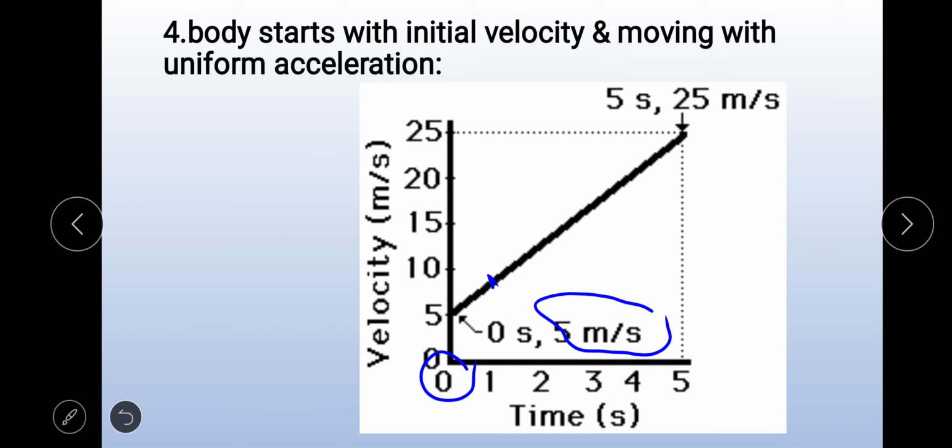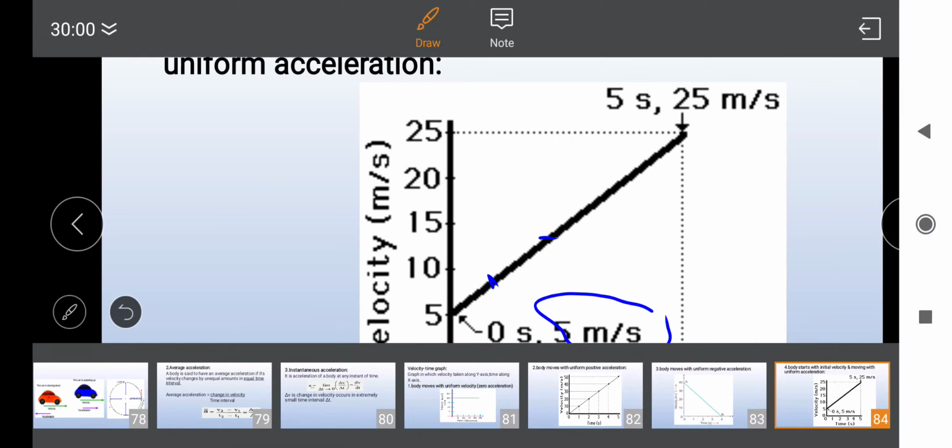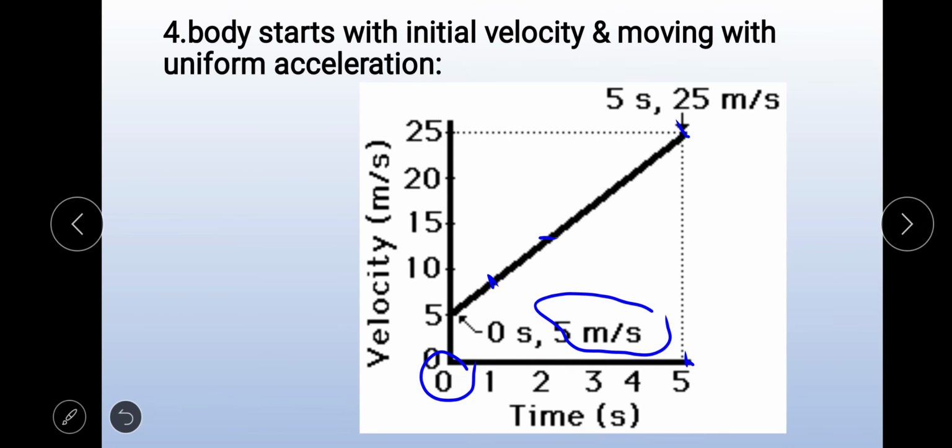Next, at 2 second, the velocity again increases to 15 meter per second. It continues. Here also the velocity increases in equal amounts each time. Finally the velocity becomes 25 meter per second at 5 second. After joining these points, we get a straight line with an intercept.